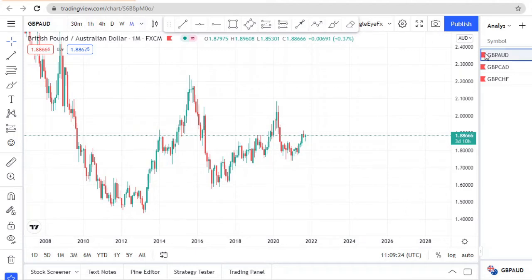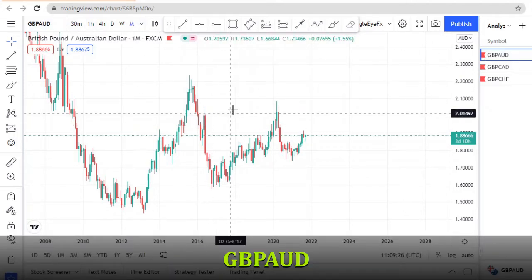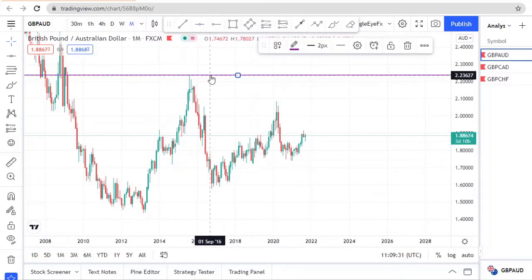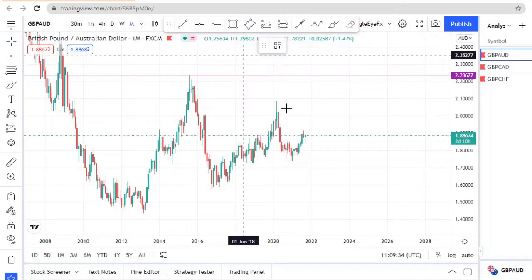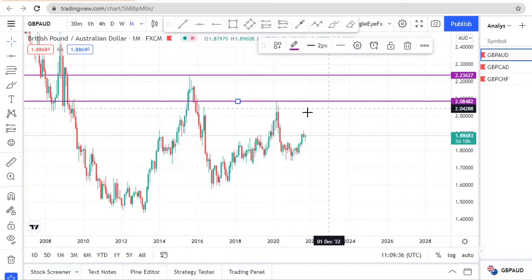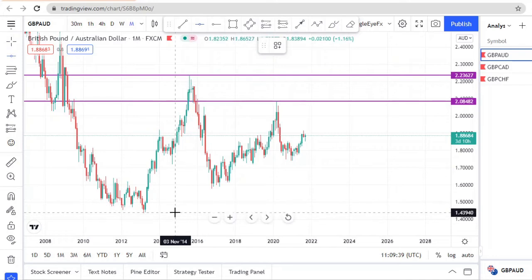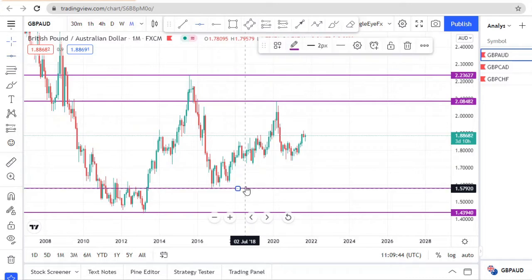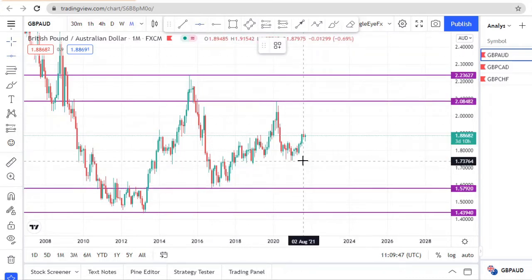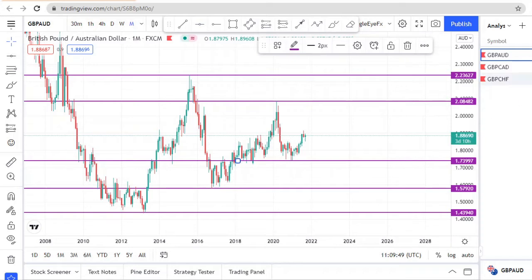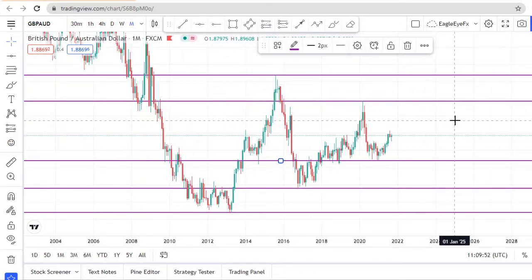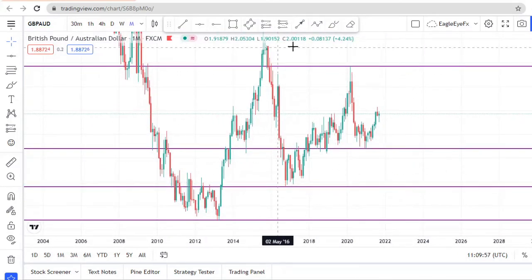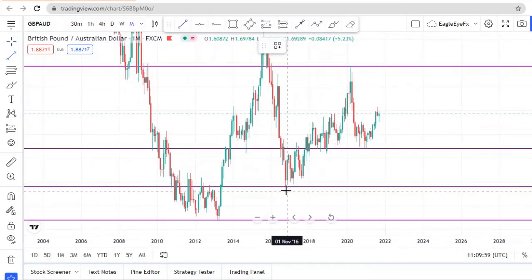So I'm starting with GBPAUD and I'm on the monthly time frame, and already from the monthly time frame I can mark this as the highest I've seen so far, and also I can mark this one over here, and the lowest is this one over there. All right, and finally let me add that, and then also that. So the reason why we do this is to get our playground, to know where we are and also what we are looking at.